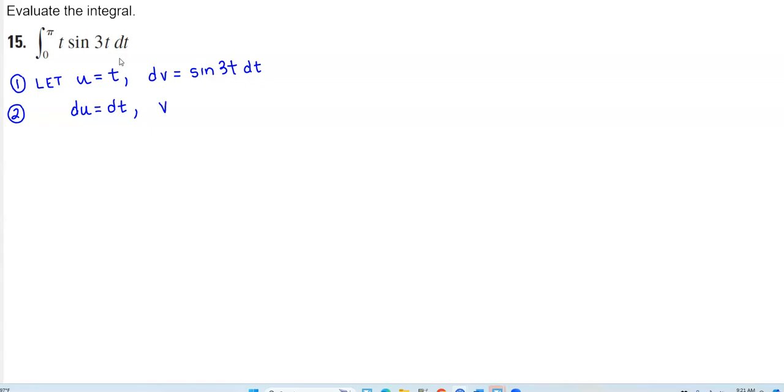Well, we know that the antiderivative of sine is negative cosine. And so this is going to give us negative 1/3 times the cosine of 3t.